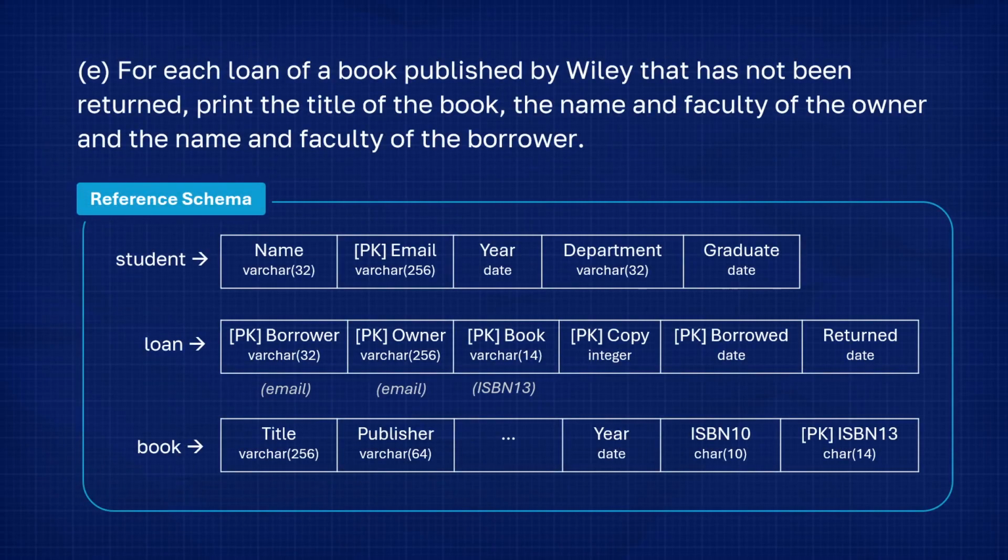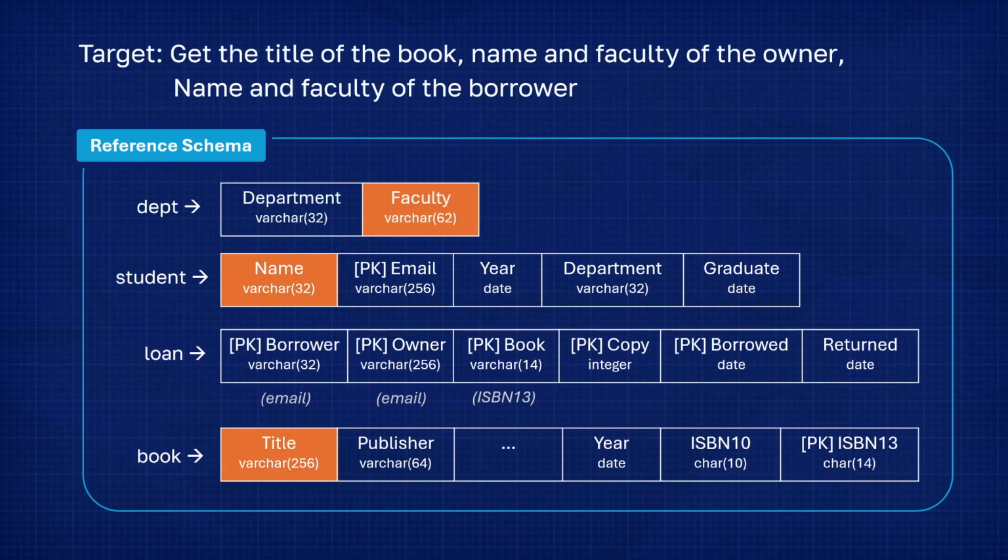Okay, now last one. For part E, I will be spending a bit more time here. So for each loan of a book published by Wiley that has not been returned, we want to print the title of the book, name and the faculty of the owner, and name and the faculty of the borrower. So this one will be a bit more brain visualization because we are handling quite a lot of tables. In particular, we are handling 4 main tables: your department table, student table, loan table, as well as your book table. The target values are the title of the book, the name of the owner, the faculty of the owner, name of the borrower, faculty of the borrower. So I pointed out in orange, these are my target values.